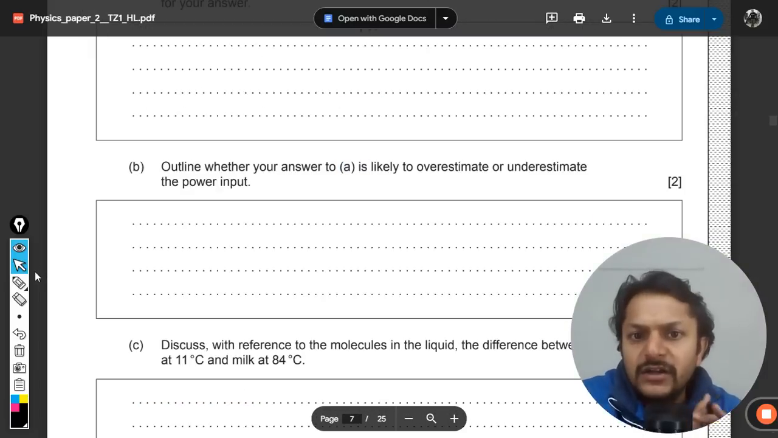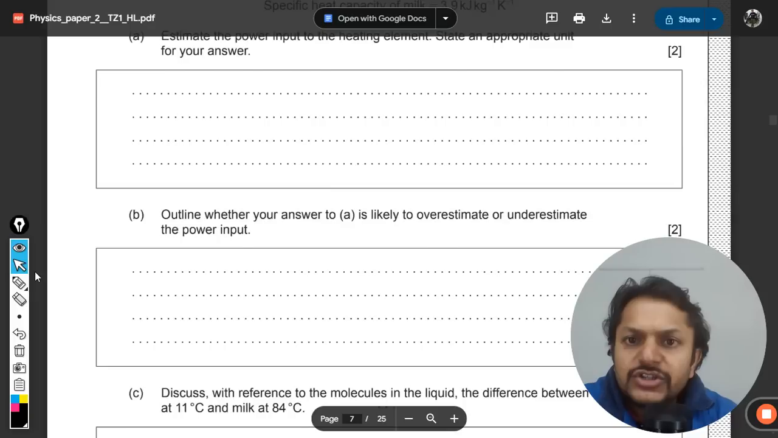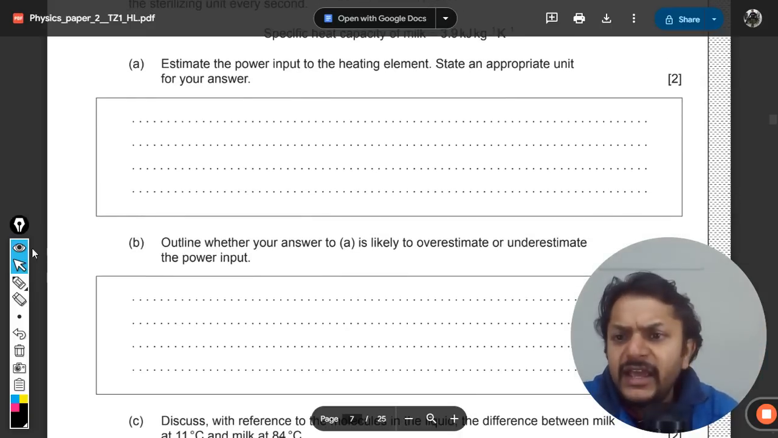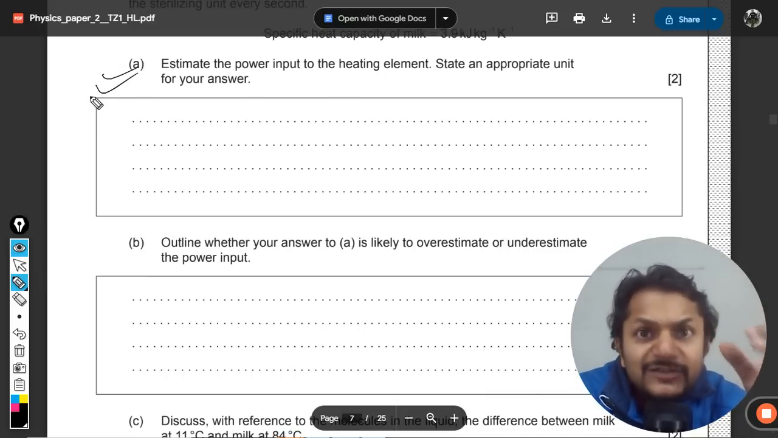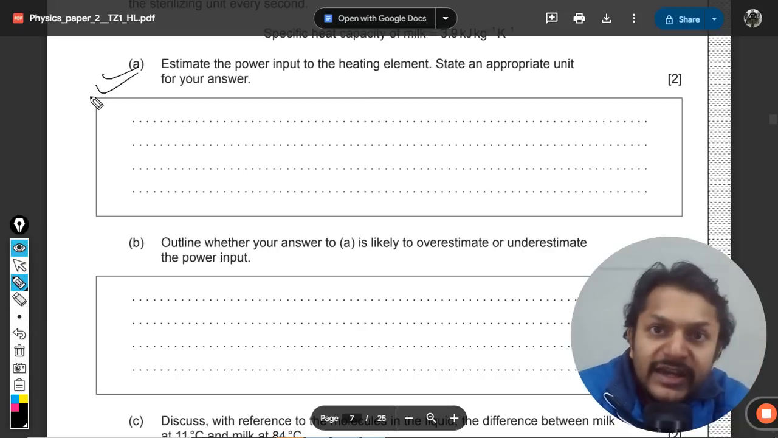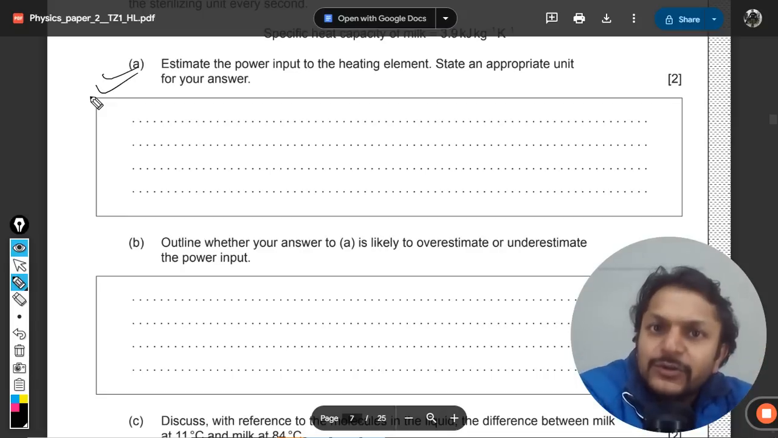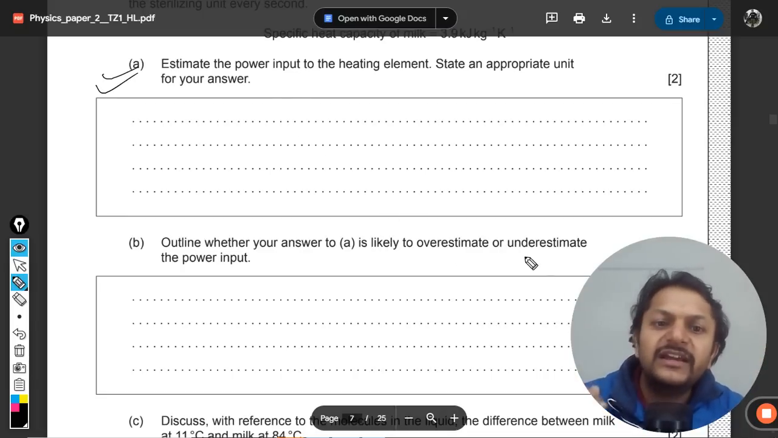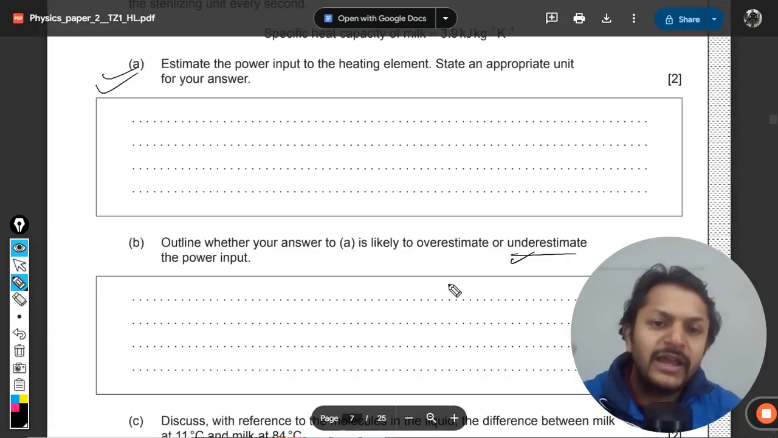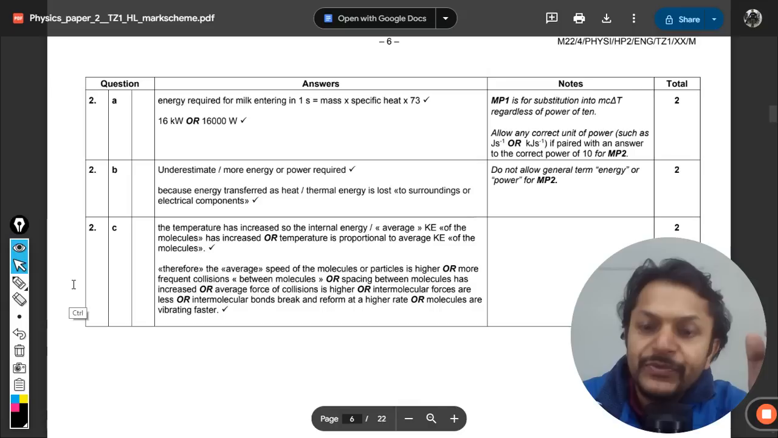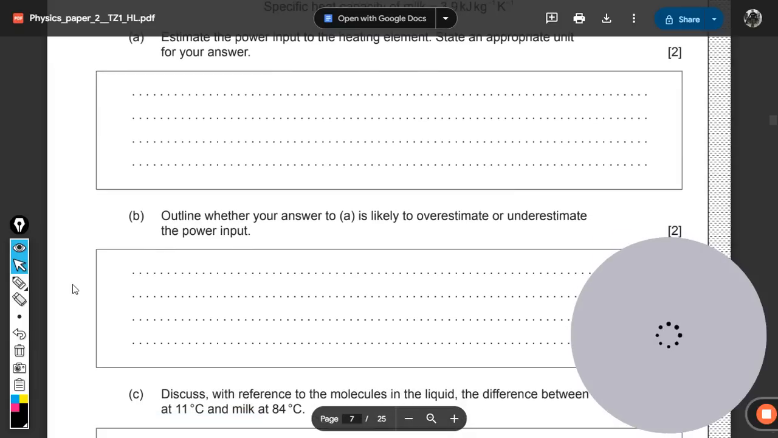Outline whether your answer is likely to overestimate or underestimate the power input. So, in part A, we are basically having this assumption that 100% of the energy given to the heating rod has been transferred to the milk, but that is not the case. So, definitely, heat given to the milk is lesser than the actual heat that was given to the heating rod. So, the answer here is clearly an underestimate of the power which was actually given to the rod. So my answer will be underestimate. Yes, for 2B, it is underestimate. Let us now move to C.